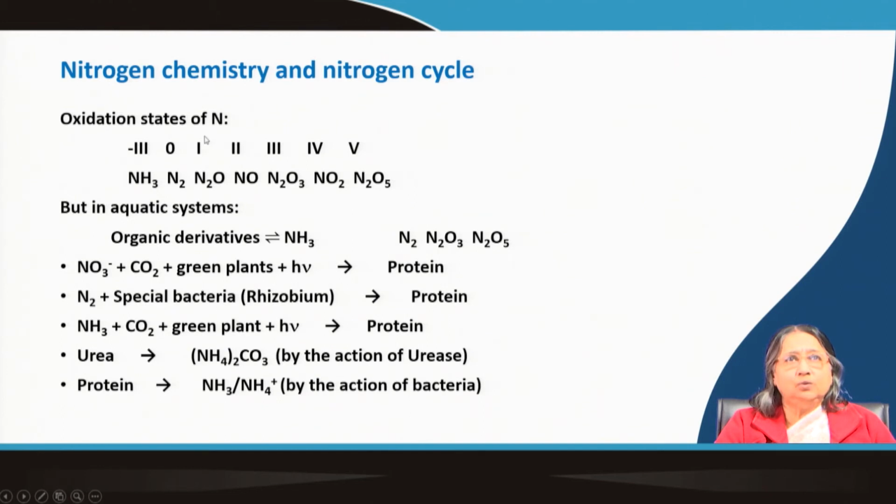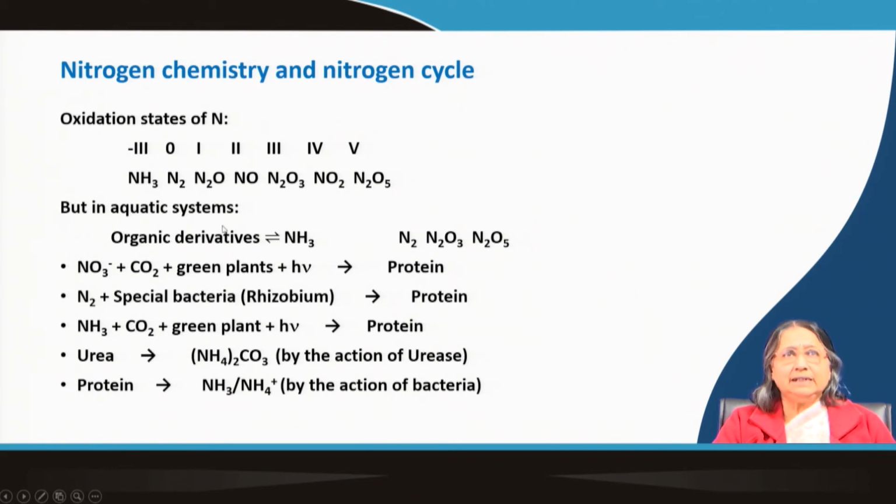In N2O it is +1, then NO is +2, then N2O3 is +3, then +4, and +5. So, this is the highest oxidation state. So, it has several oxidation states. These are all written as oxides, but it can be, say for example, nitrous acid, nitric acid, nitrite, nitrate. So, these are the different forms in which nitrogen can exist. It is a very interesting chemistry.